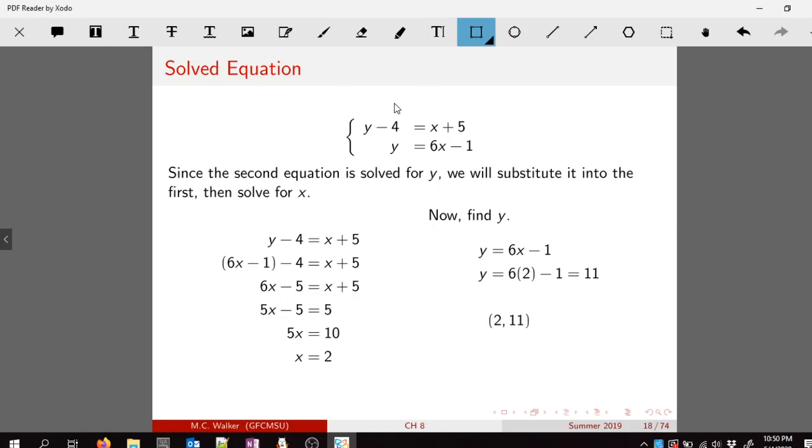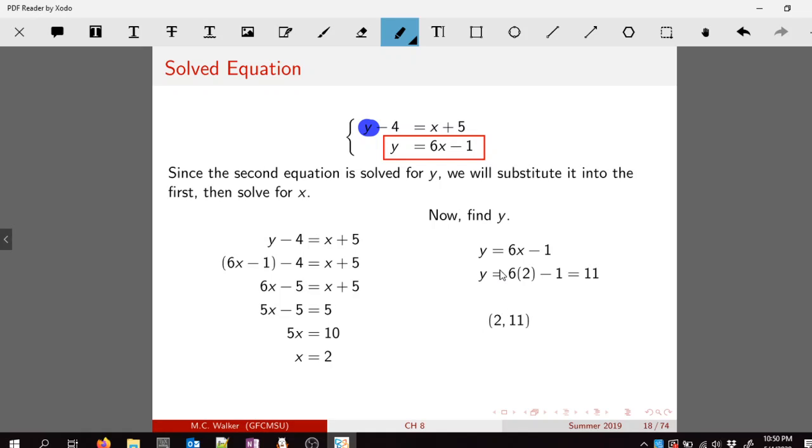Now, in this system right here, y minus 4 is equal to x plus 5, y is equal to 6x minus 1, we have one equation solved for y. So what we do is we substitute it into the other one for that value of y, and then we can solve. So we've got 6x minus 1 minus 4 is equal to x plus 5. So 6x minus 5 is equal to x plus 5. By subtracting x, we get 5x minus 5 is equal to 5. We add 5 to get 5x equals 10. Division gets us x equals 2.